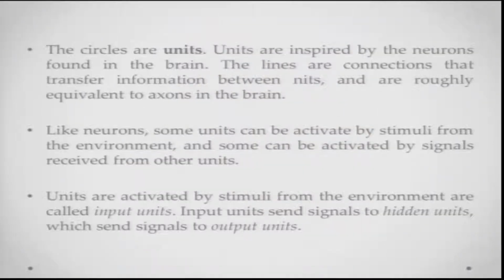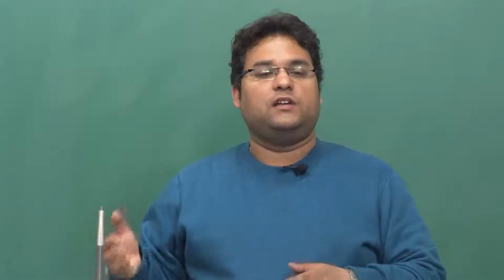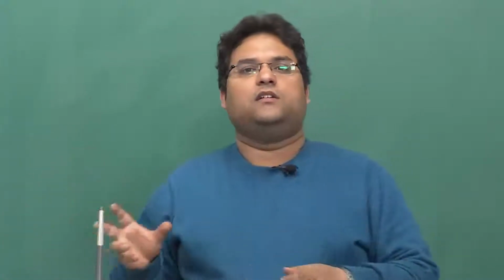Now, an additional feature of the connectionist network is something called connection weights. That is, how strongly or weakly each of these units is connected to the others. These connection weights determine how signals from one unit either increase or decrease the activity of the next unit. So if two units are connected with high connection weights, they will result in a strong tendency to excite the next unit. Lower connection weights will cause less excitation, and negative weights will lead to a decrease in excitation, or inhibition, of whatever activation is there at the receiving unit.